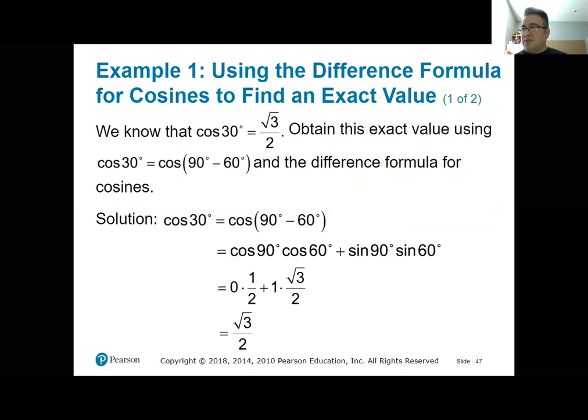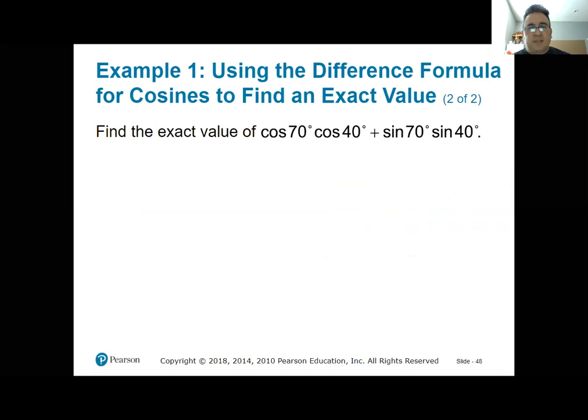I'll give you a minute to finish copying that. Everybody good? All right. So let's move on. So now they want us to find the exact value of cosine of 70 degrees times the cosine of 40 degrees plus sine of 70 degrees times the sine of 40 degrees. How would we do that?